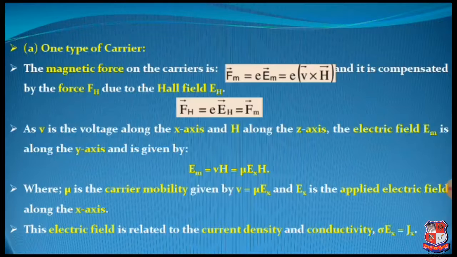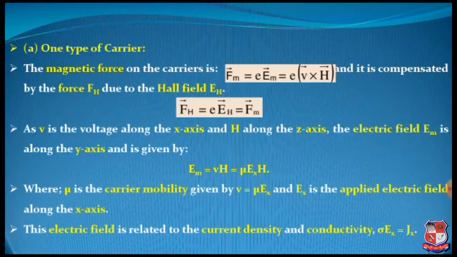As V is the velocity along the x-axis and H along the z-axis, the electric field EM is along the y-axis and is given by EM is equal to small v into H. Now see, all the directional quantities have been converted into scalar quantities by taking the single dimension, and V is equal to mu into E. Mu is the carrier mobility. So V is equal to mu Ex into H, and Ex is the applied electric field along the x-axis.